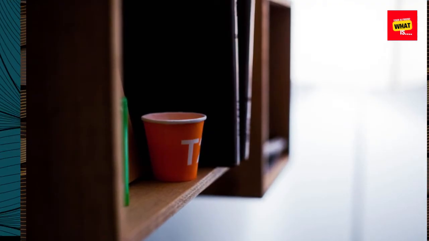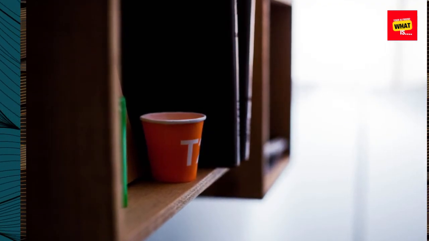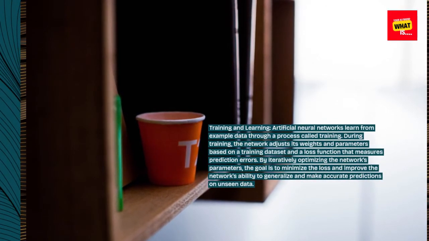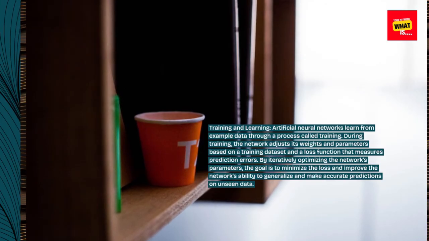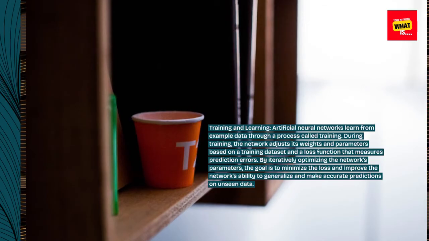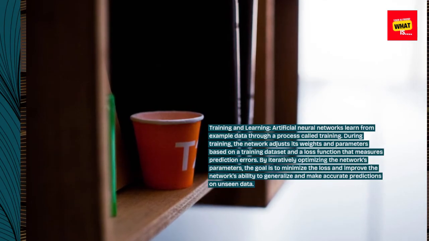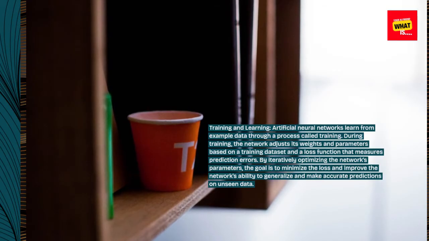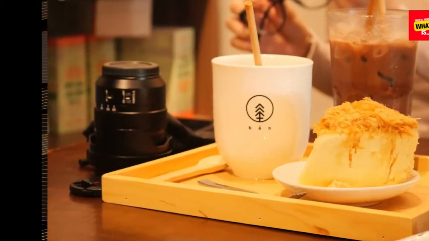Training and learning. Artificial neural networks learn from example data through a process called training. During training, the network adjusts its weights and parameters based on a training dataset and a loss function that measures prediction errors. By iteratively optimizing the network's parameters, the goal is to minimize the loss and improve the network's ability to generalize and make accurate predictions on unseen data.